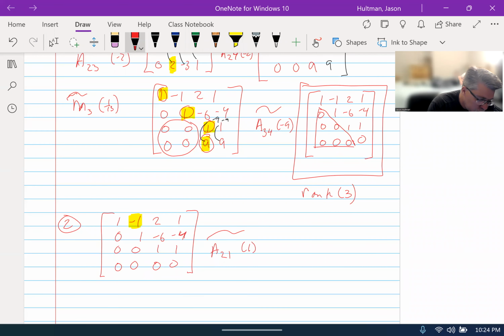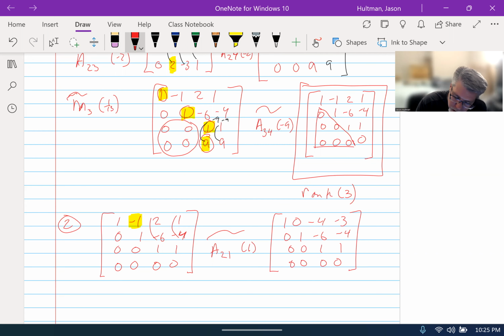Okay. So when we do that, we're going to get row 1 to be replaced as -1 and 1 is 0, 1, 0, -6 and 2, add these two together and those two together, we get -4, -4 and 1 is -3. Okay. And then we get a 0, 1, -6, -4, 0, 0, 1, 1, and 0, 0, 0, 0.